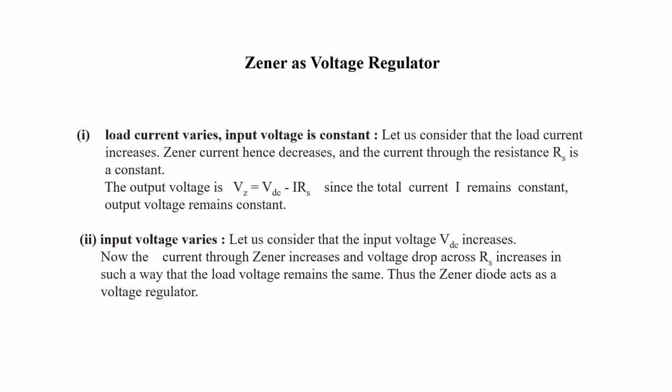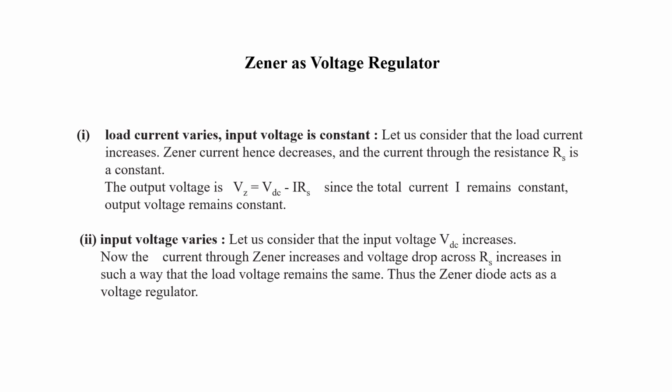Zener voltage regulator. Let us consider that the load current increases, Zener current hence decreases, and the current through the resistance Rs is constant. The output voltage Vz is equal to Vdc minus Irs. Since the total current I remains constant, output voltage remains constant.